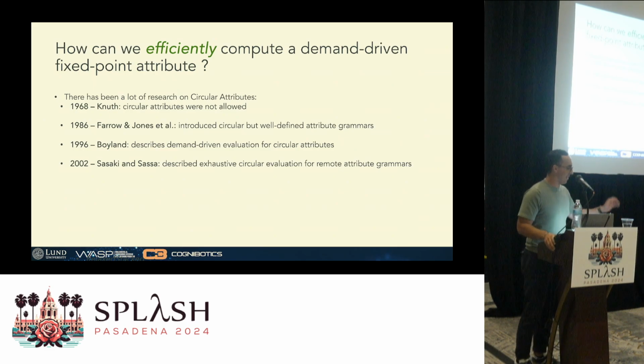The first, so in the original attribute grammars, circular attributes were not allowed. And then Farrow and Jones, independently, introduced the concept of circular but well-defined attribute grammars. Boyland, in 1996, described how to compute circular attributes in a demand-driven fashion. And then Sasaki and Sasa described how to compute them for remote attributes, which are a sort of reference attribute, but the references are computed at compile time.